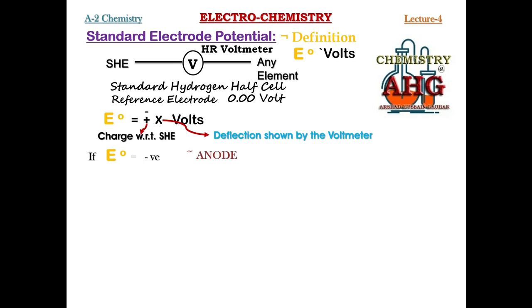This is the property of reactive metals. So reactive metals, whenever they are connected to the standard hydrogen half cell, always undergo oxidation. They prefer to lose electrons and they become the anode, getting negative charge on their half cell.